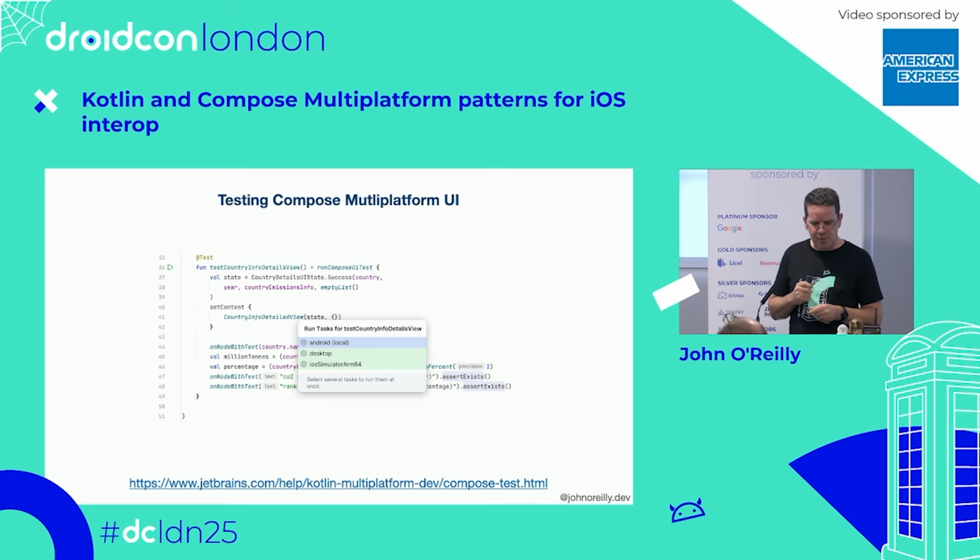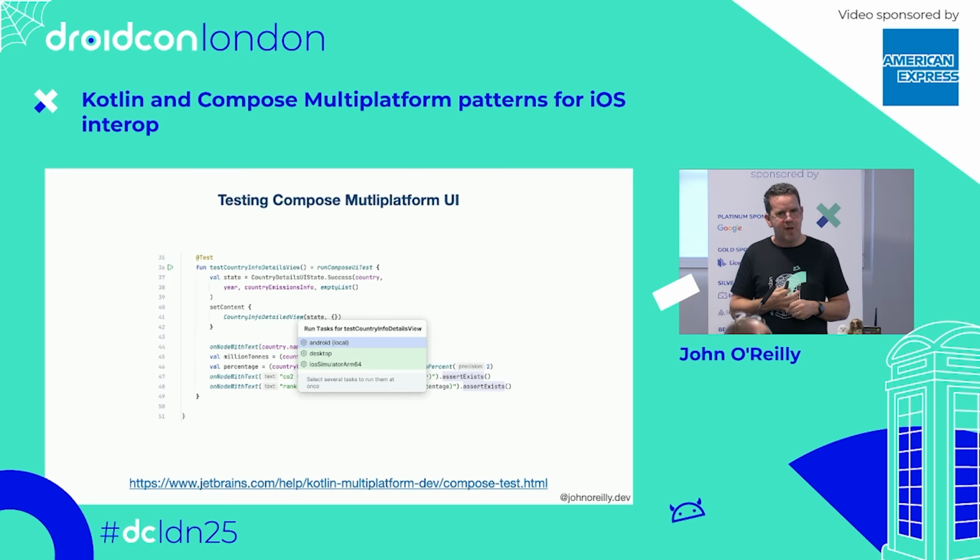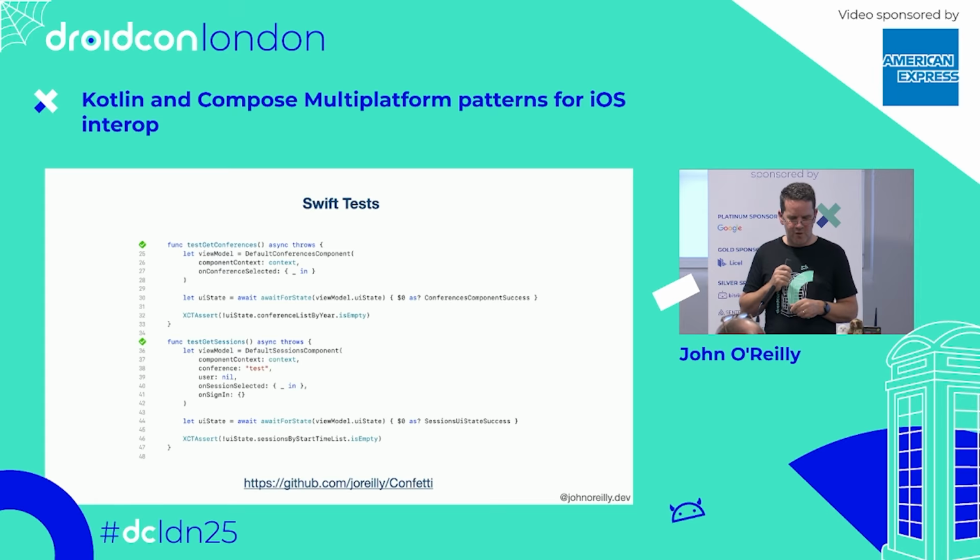A very nice capability we also have now is the ability to run CMP UI unit tests, again from common test, and also with the option to run on different platforms. Another option then, depending on our requirements, is to run Swift tests that in turn invoke shared KMP code, as we're doing here in the Confetti project.